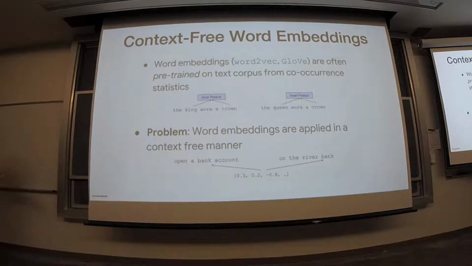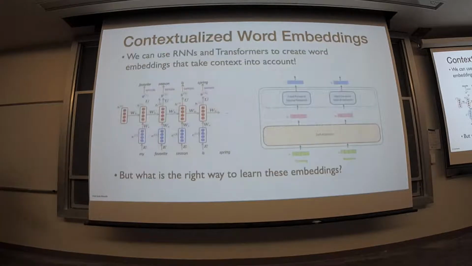So that's problematic, right? If we want to do really well in understanding language programmatically, algorithmically, we're going to need to have better embeddings that can take into account the context. And that's exactly what the models that we've been talking about lately do, right?